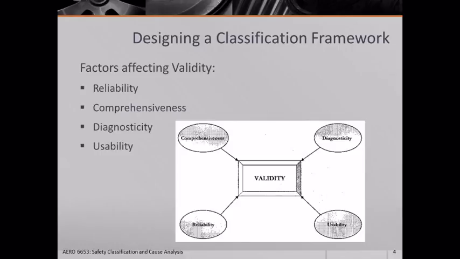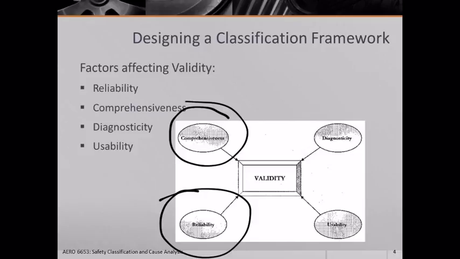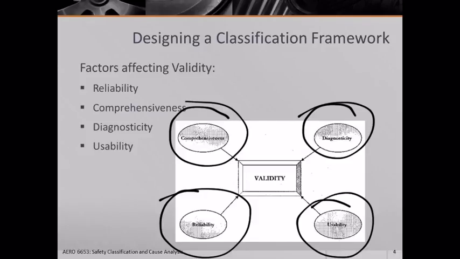Now we're going to get into the 4 factors affecting validity. Don't let that get confusing. The 4 factors affecting a valid classification framework are reliability, comprehensiveness, diagnosticity, and usability. We'll talk about each of those in the next few slides.